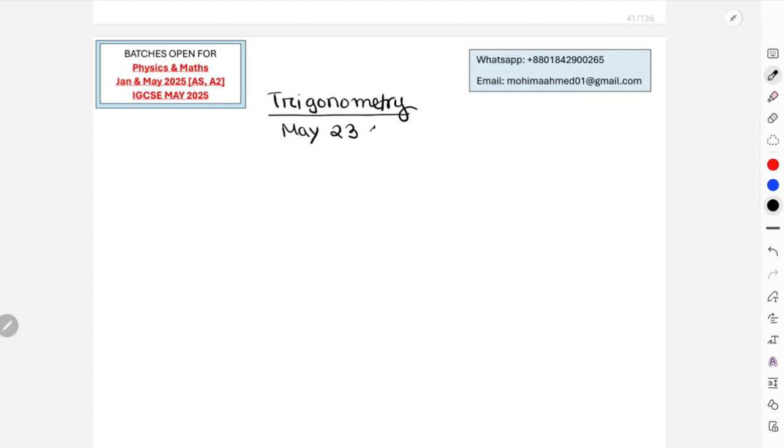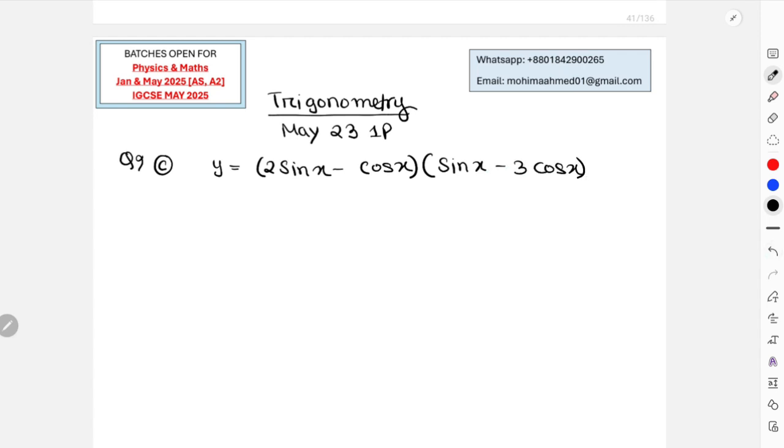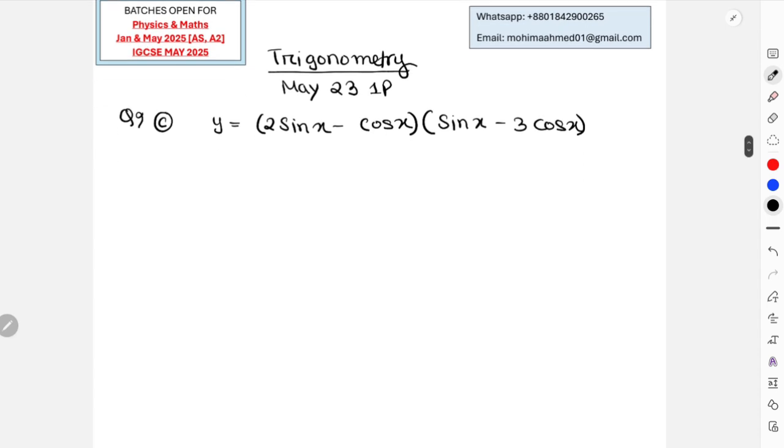May 23 1P question 9C. Okay, for question 9C it was already given 2 sin x minus cos x sin x minus 3 cos x, and then again the value for y we simplified it, right?